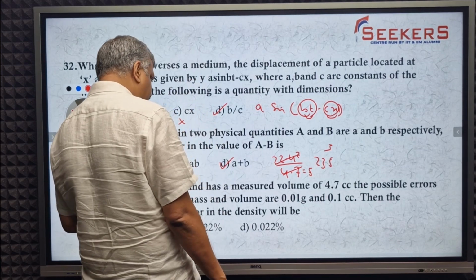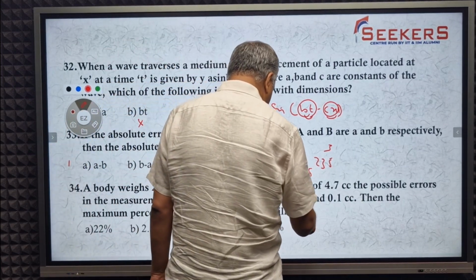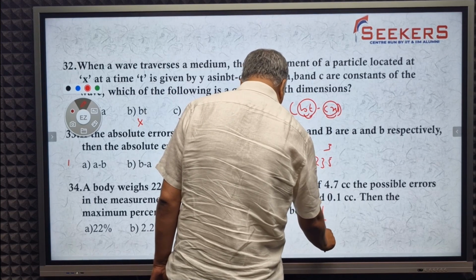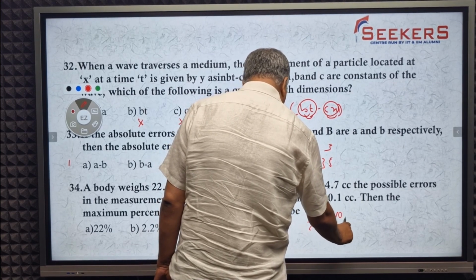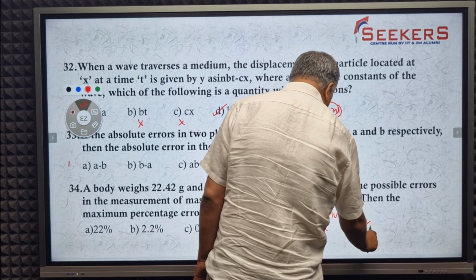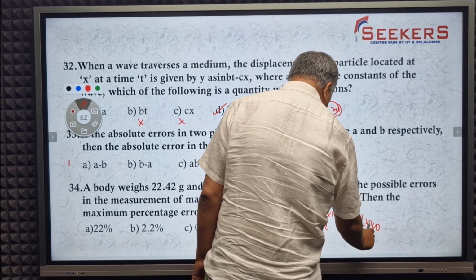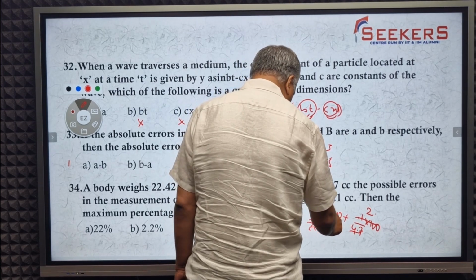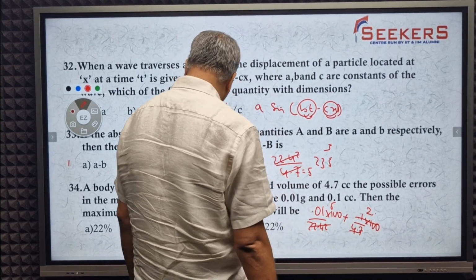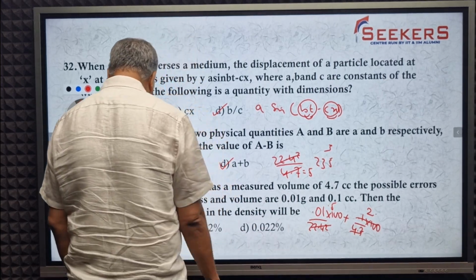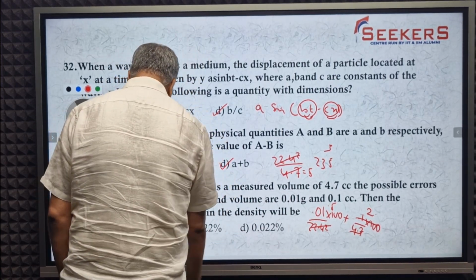Then the errors in the measurement of the mass and length are 0.01 divided by 22.42 into 100 plus 0.1 by 4.7 into 100. So here the error will be close to 2, and here the error will be close to 0.5. So overall the error will be close to 2.5 because they are going to be added. So 2.5, and I will go for option B.